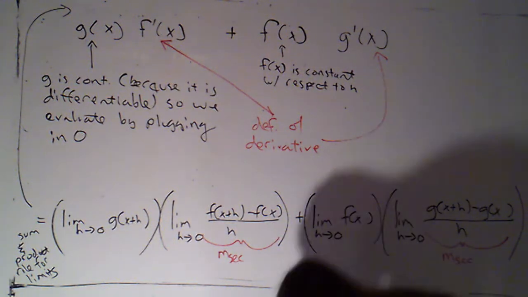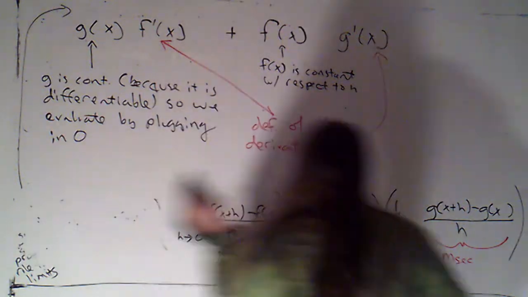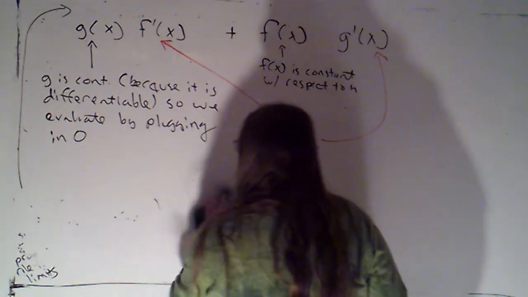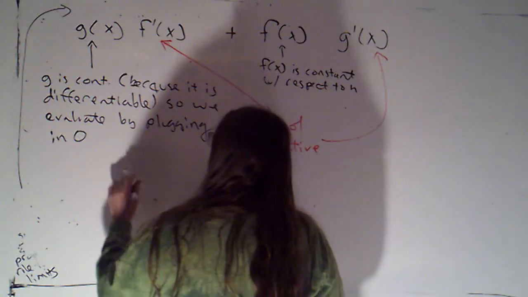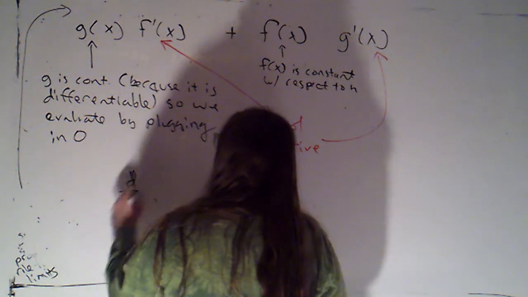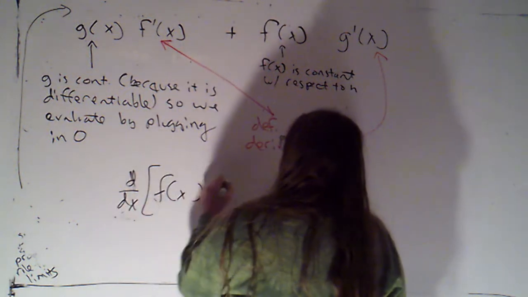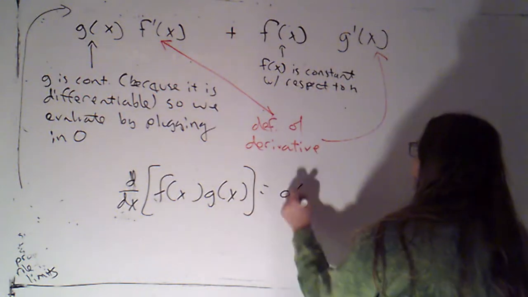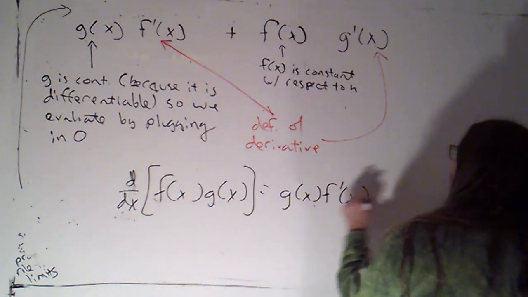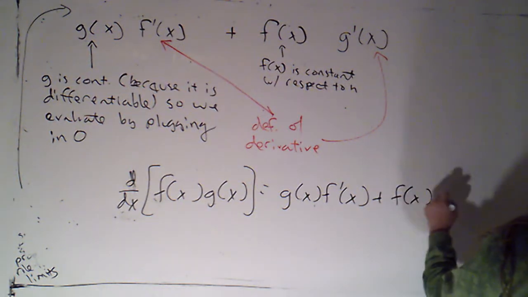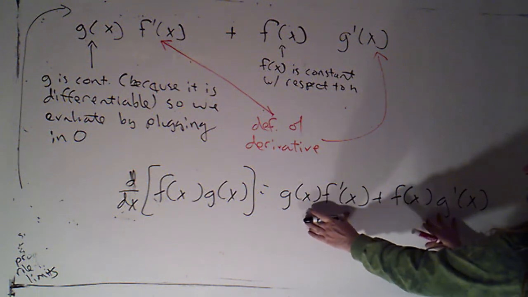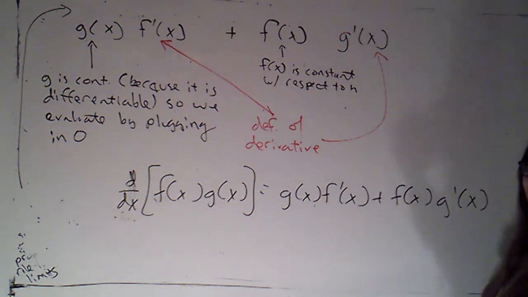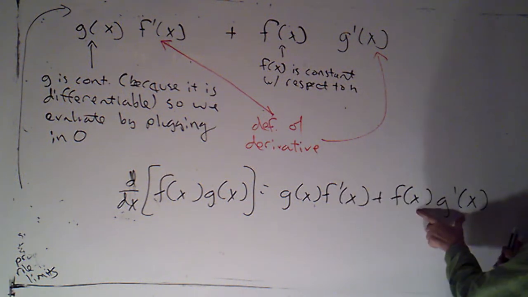What we get, let me just write out the final result here. What we get is that the derivative of f of x times g of x is g of x times f prime of x plus f of x times g prime of x. Now, because we're just multiplying and adding, the order in which you write these things doesn't matter. What's important is that it's a sum of two products.